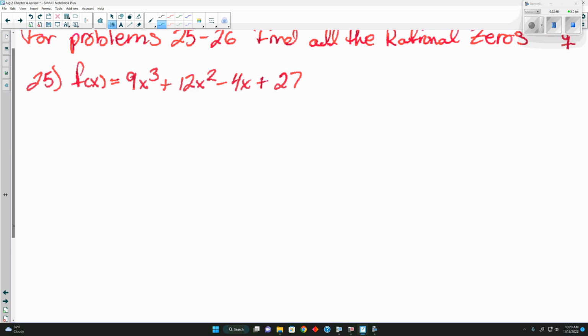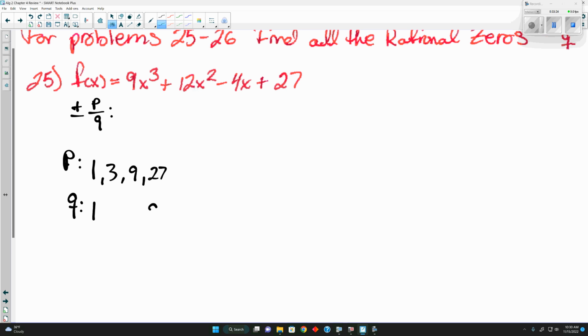All right, find all the rational zeros. So our rational zeros come in the form of plus or minus p over q, where p are the factors of the constant term, and q are the factors of the leading coefficient. So for our constant term, we're looking at the factors of 27. So we'll have 1 and 27. 2 doesn't work, 3 does, 3 and 9. 4 doesn't work because it's 4 and 6 point something. 5 doesn't work, and that's it. So those are all the factors of p.